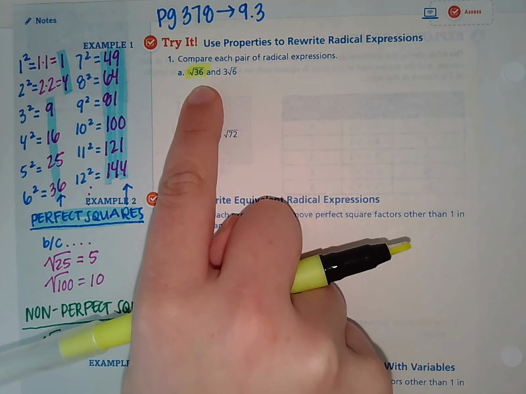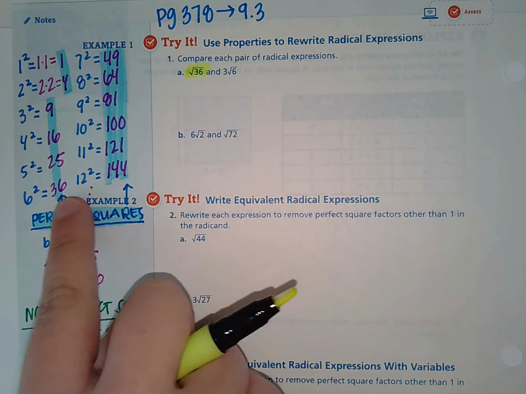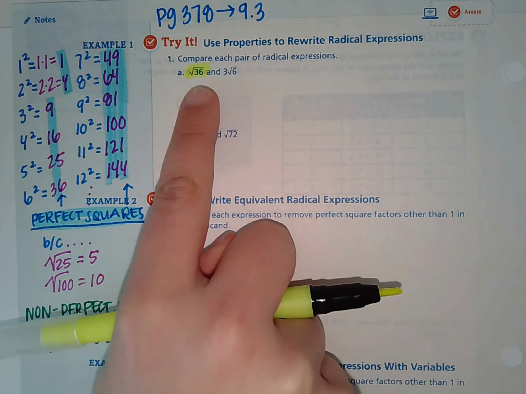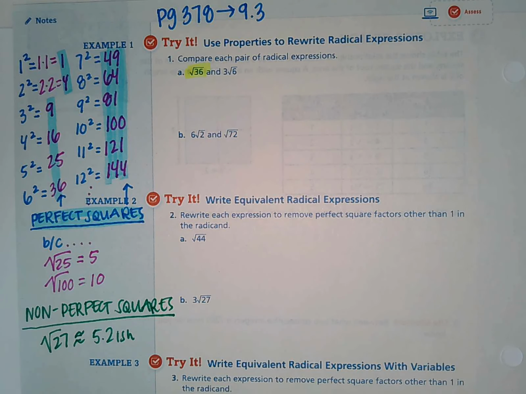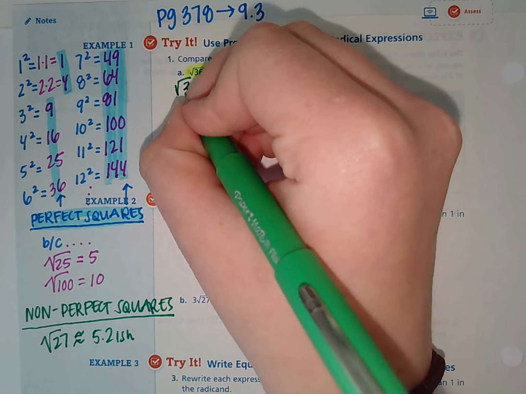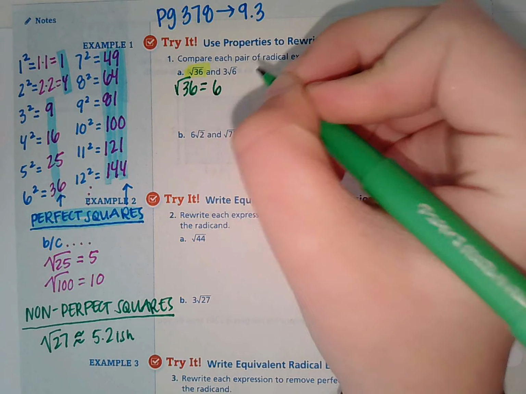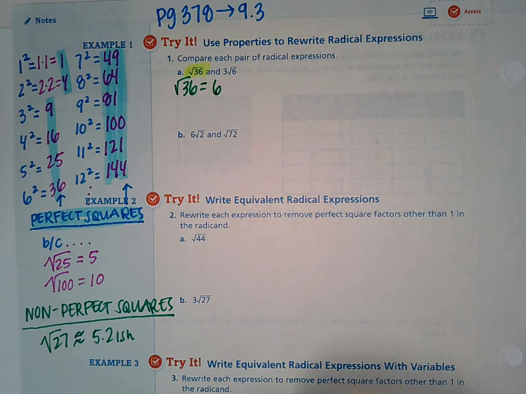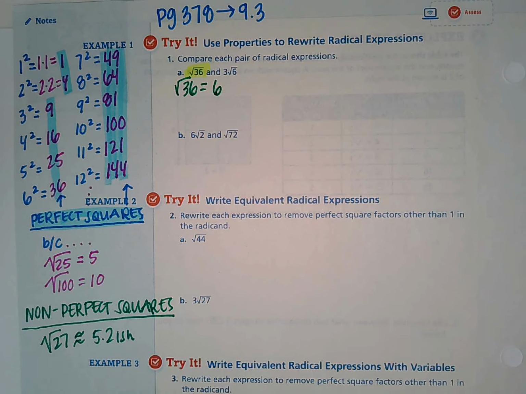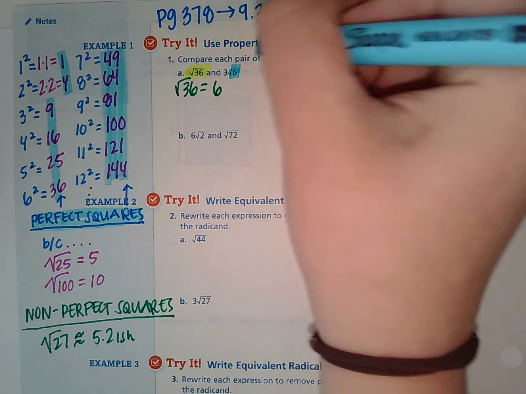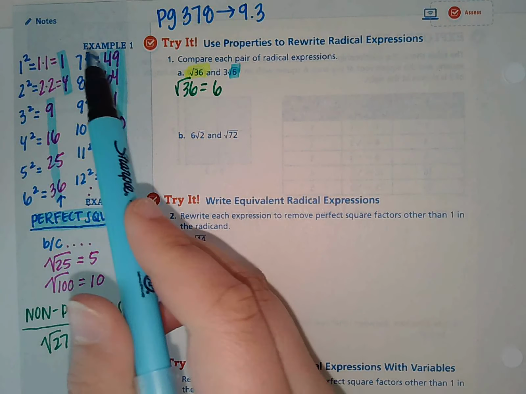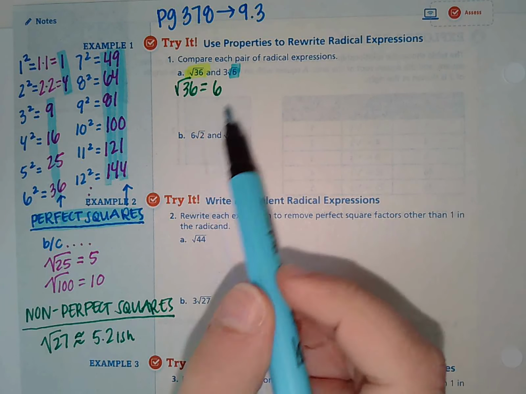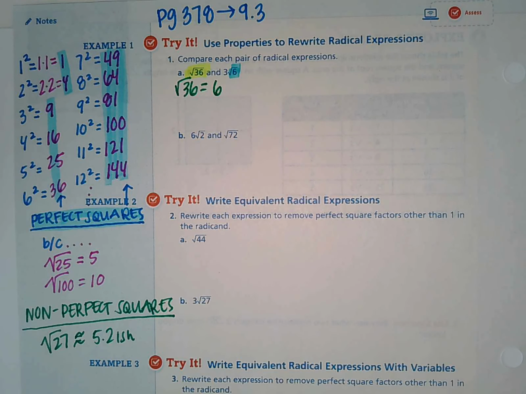This number 36 happens to be on my list of perfect squares, so we can go ahead and answer this one right away. What is the square root of 36? The square root of 36 equals 6. Now this one over here, this 3 radical 6, my radical 6 here isn't on my list of perfect squares. So that means that I can't simplify this as a whole number, and my best bet right now is just to turn it into a fraction.